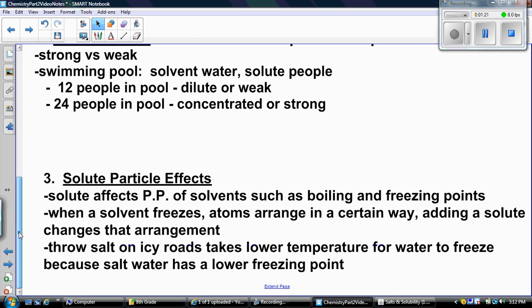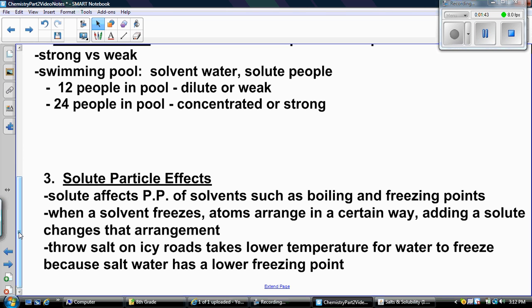Solute particle effects. So the solute affects physical properties of solvents, such as boiling and freezing points. When a solvent freezes, atoms are arranged in a certain way. Adding a solute changes that arrangement. So if you throw salt on icy roads, it takes a lower temperature for water to freeze, because the salt water has a lower freezing point.